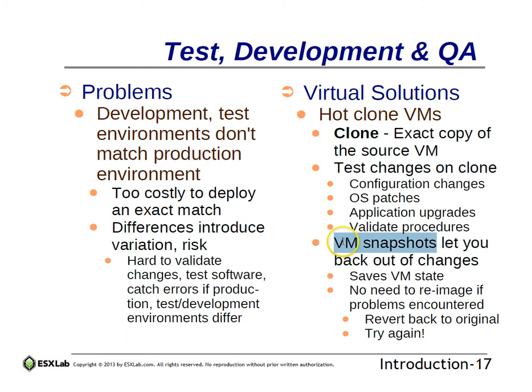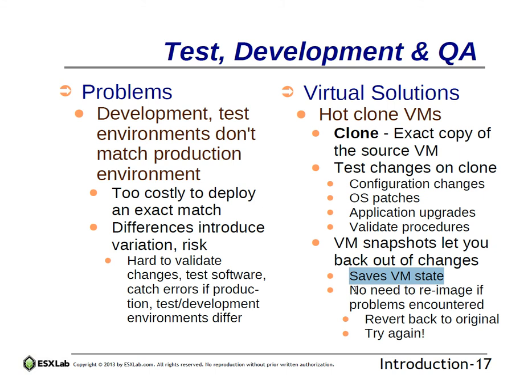Now, one of the other challenges when I'm doing any kind of testing is if the testing goes sour, how do I restore the machine back to its pre-test state? And the answer in a virtualization world is snapshots. A snapshot, again, is a point-in-time save of a VM. So before I make any changes, I snapshot, which saves the VM state. If anything goes wrong, I just revert back to the saved state.